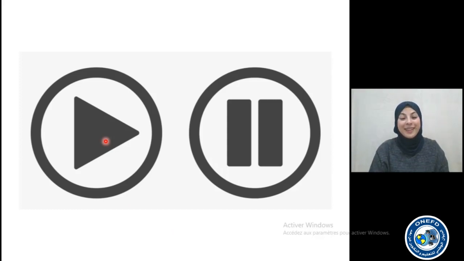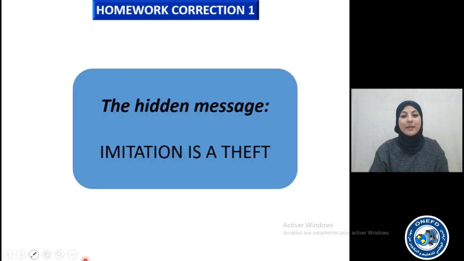Let's check the answer to homework 1. The hidden message is "imitation is a theft." Now it's time to check the answer to homework 2.